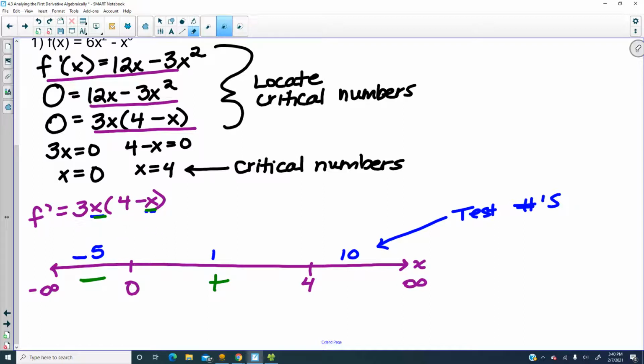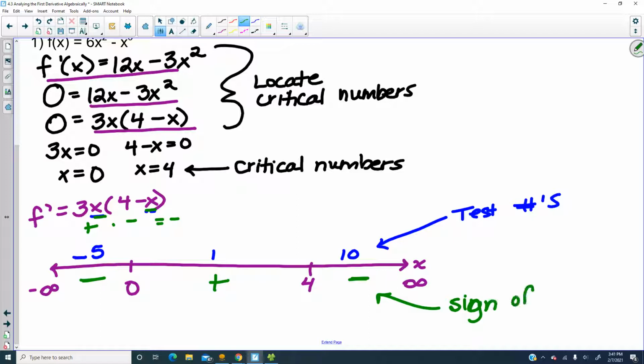Now, let's test the third interval. We're going to use the number 10, and I'm going to test 10 in for x. So 3 times 10 would be positive. 4 minus 10 is negative, and a positive times a negative would be negative. So we did our test numbers, and that allowed me to determine the sign of f prime on each interval.